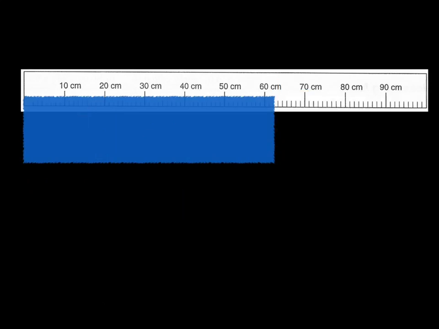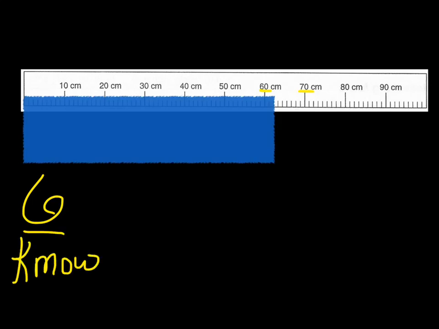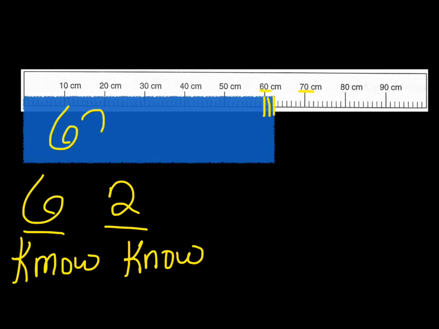Let's measure the cloth again, this time using the ruler with more divisions. Again, I know the cloth lies between the 60 and 70 centimeter mark. So I know it's 60 something. This time, however, I know that it's 62 centimeters. So measuring the cloth with this second ruler, I came up with 62 centimeters.